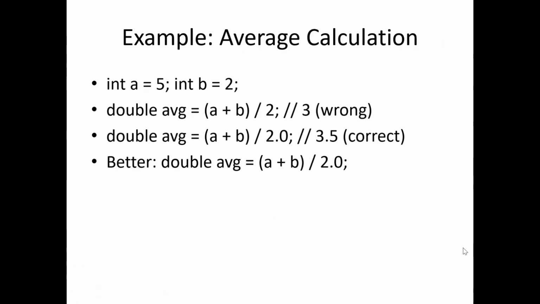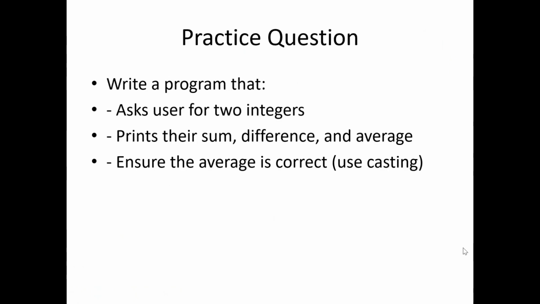So here's another example. Take a look at this if you would like, but I think the example I just showed was pretty self-explanatory. So here's a quick challenge for you. Ask the user for two integers, print their sum, difference, and average, and make sure the average is correct using casting. If you get 3 instead of 3.5, you know what to fix.